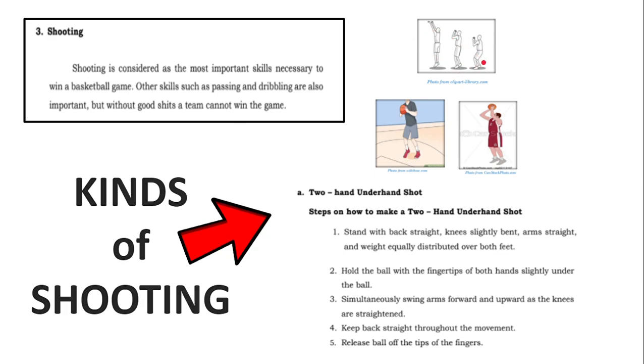This one is the process. You need to weigh your body weight. Number two, you need to lift the ball through your arms and hands, and you need to release the ball beyond your head. You need to shoot the ball to gain score for you to win the game.